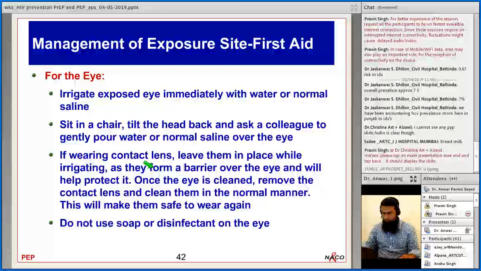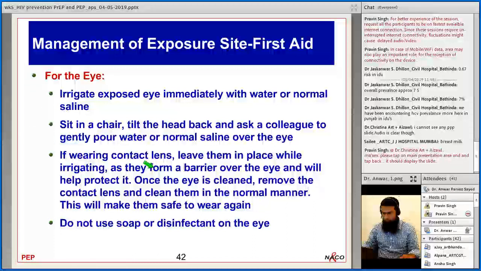And do not put the finger into the mouth. Usually that is a reflex, but it should be avoided. All the effort should be taken to avoid further damage at the site. In the eye, obviously we will not put soap in the eye, so it has to be just irrigated with water, and this is how it needs to be done.